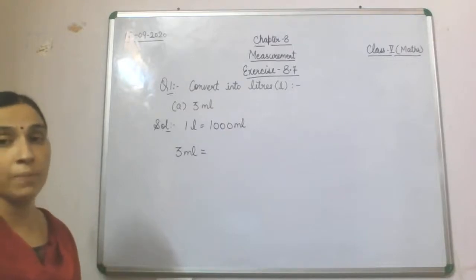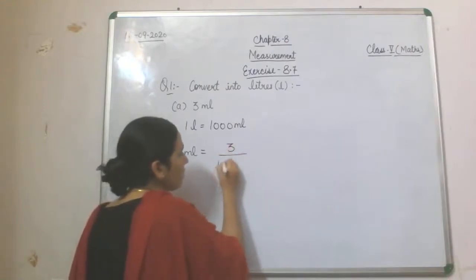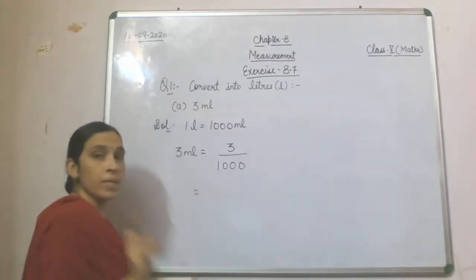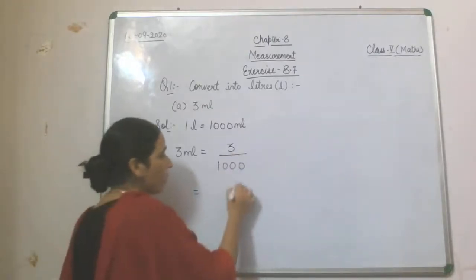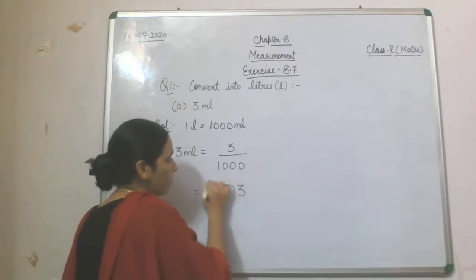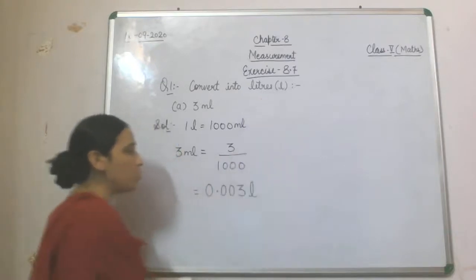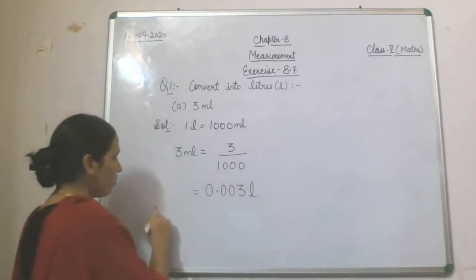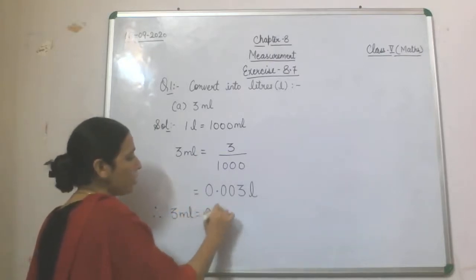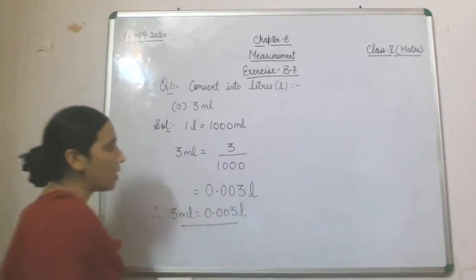Now smaller to bigger, what will you do? Smaller to bigger, you will do division. So we'll write it, 3 will be divided by 1000. Now how many decimal places do we require here? 3. So we'll count from the back, 1, 2, 3 and put the decimal. And what will be the unit? Liters, because we have to convert it into liters only. Therefore 3 ml is equal to 0.003 liters. This will be your answer.